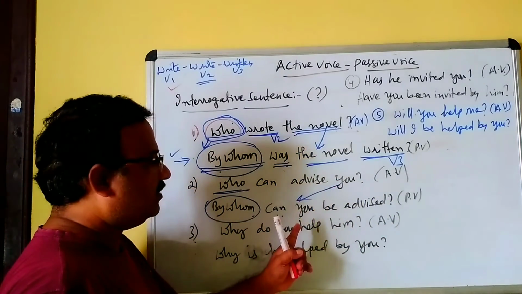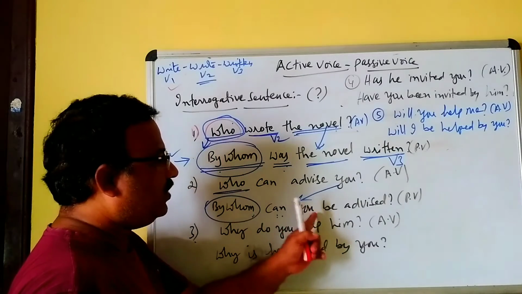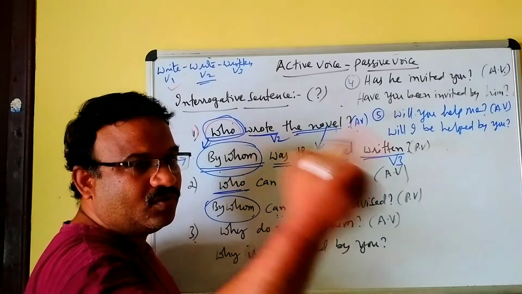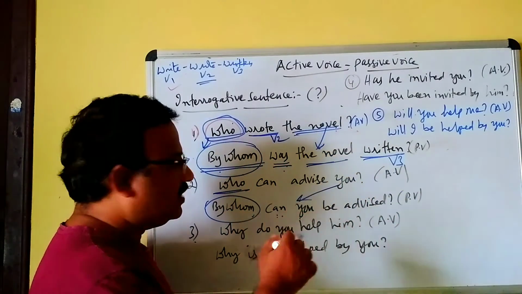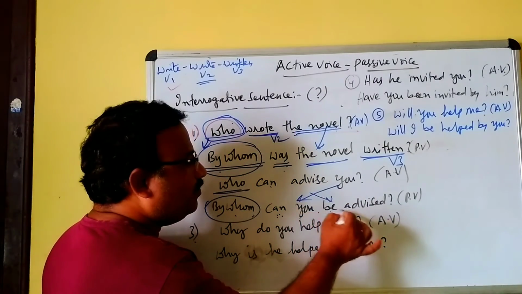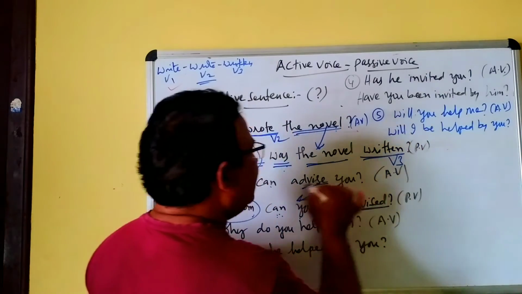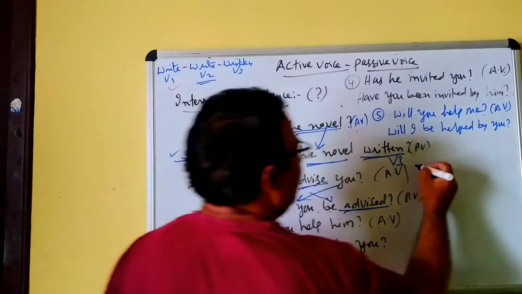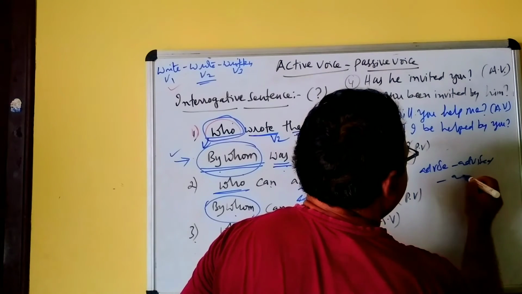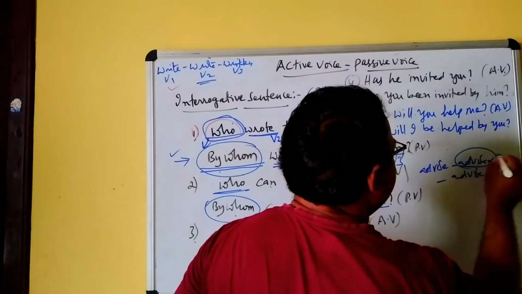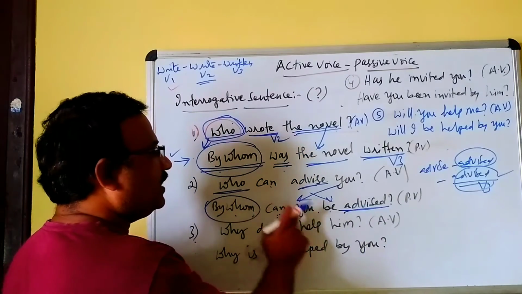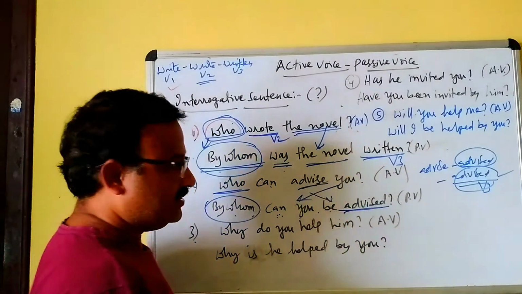And you. The subject will become object. By whom can you. Can is the be form verb: can be, will be, would be, should be. So can is the be form verb, can be. By whom can you be advised? Advise, advised, advised. So past participle V3, advised. So by whom can you be advised?